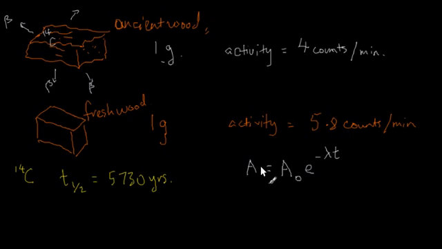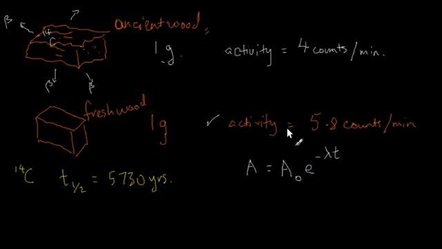Okay, the idea is that we start from the time when this ancient wood was first cut down from the tree. When it's first cut down from the tree, it was a piece of fresh wood. Even an ancient piece of wood has once been fresh. So in the beginning, it was freshly cut down, and at that time, its activity would be 5.8 counts per minute.